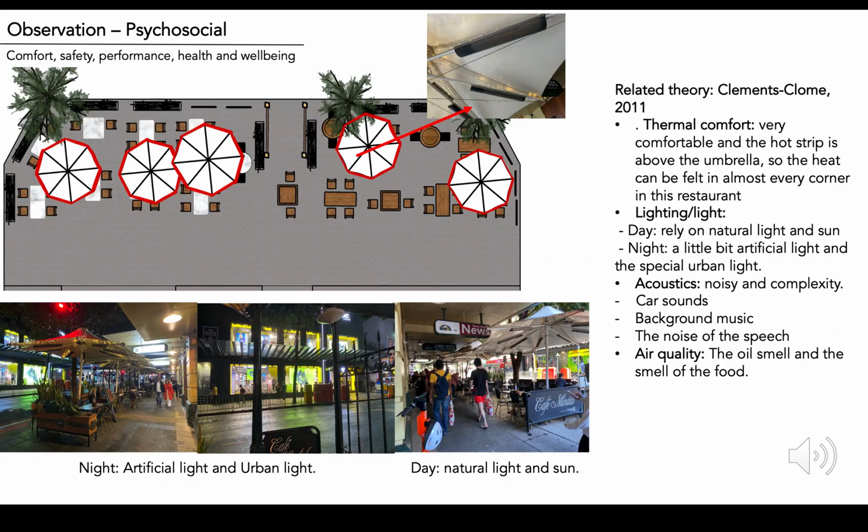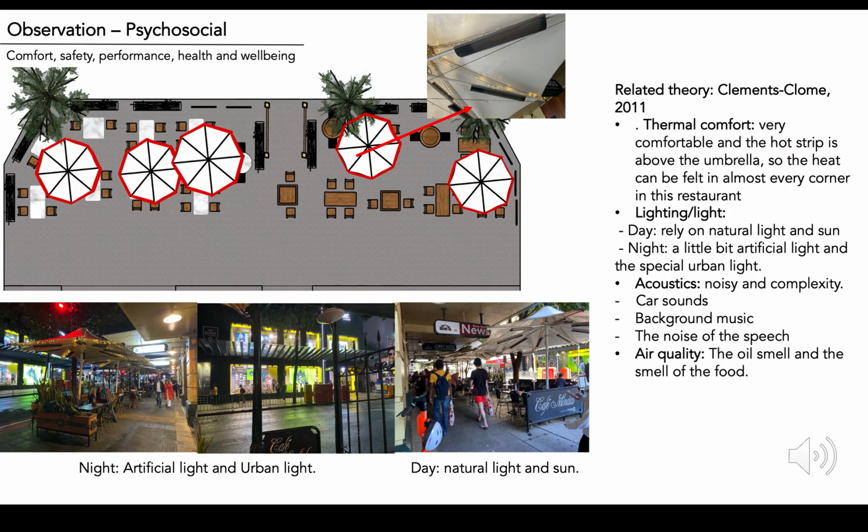The observation on psychological comfort, safety, performance, health, and well-being. According to the settlements series, my main concern is thermal comfort, the lighting, the sound, and air quality. For the temperature, the thermal comfort, I think in those places the temperature is very comfortable and the heat stretches above the umbrella, so the heat can be felt in almost every corner in these restaurants.